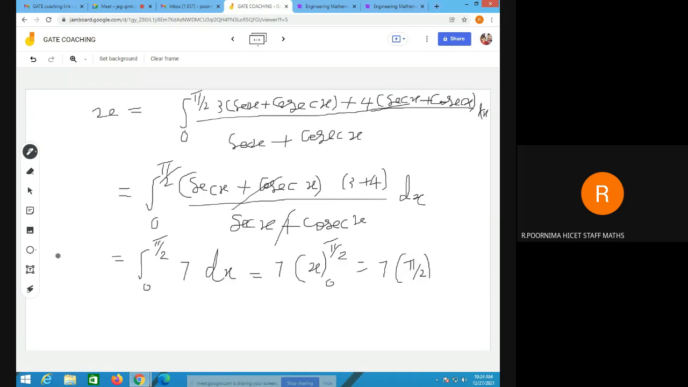But on the left hand side we have 2L equal to this, and L is our original question term. So L is 7 into pi by 4, as you just bring the 2 to the right hand side. So it becomes 7 pi by 4. This is the answer.